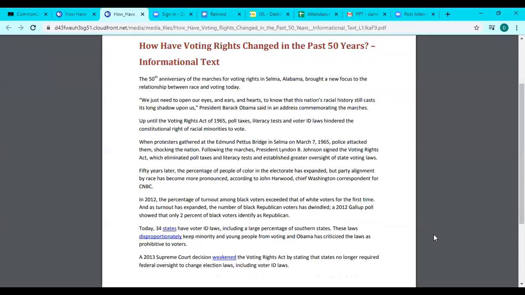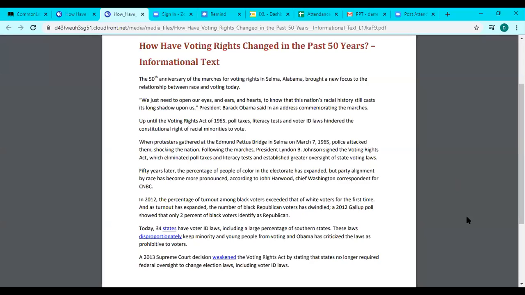The 50th anniversary of the marches for voting rights in Selma, Alabama brought a new focus to the relationship between race and voting today. We just need to open our eyes and ears and hearts to know that this nation's racial history still casts its long shadow upon us, President Barack Obama said in an address commemorating the marches. Ariana, you can read.